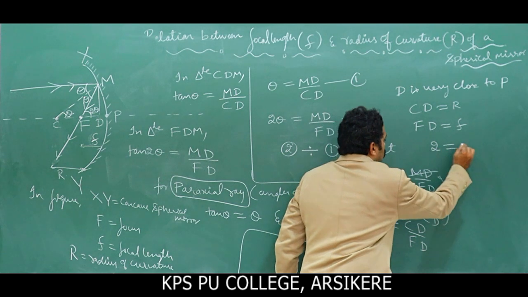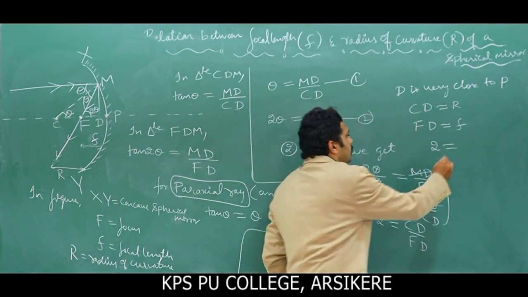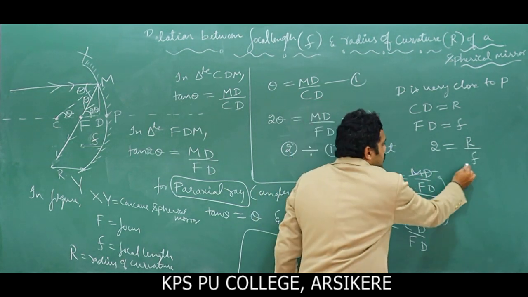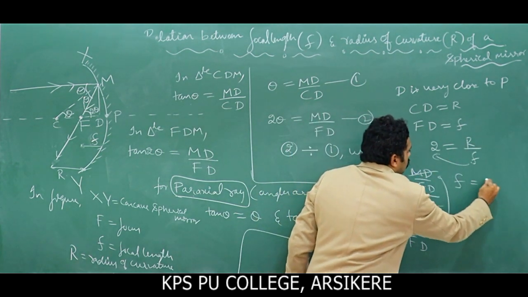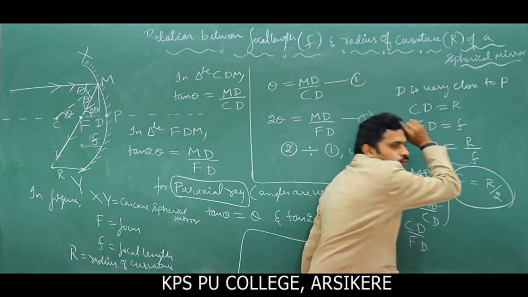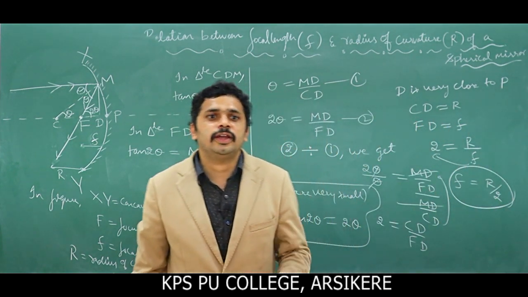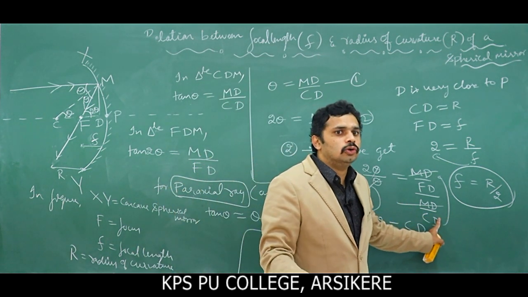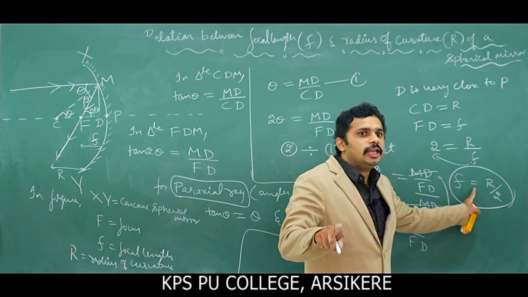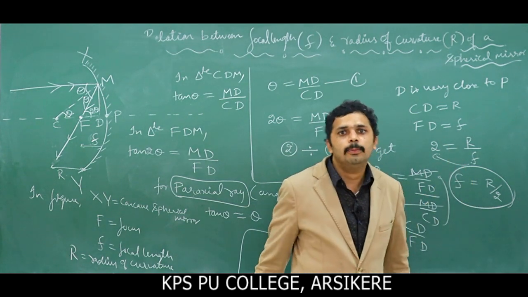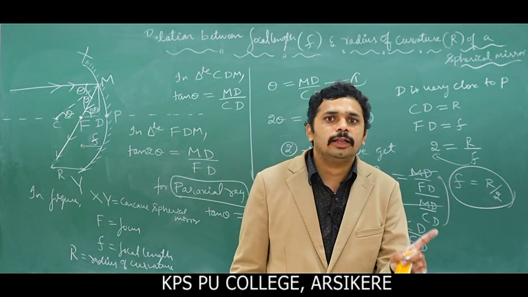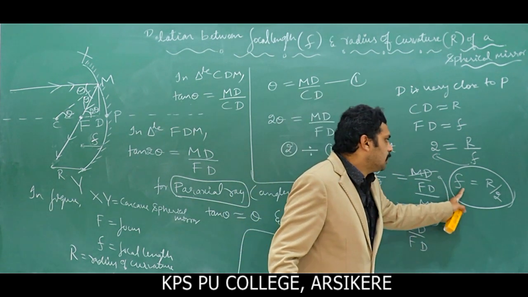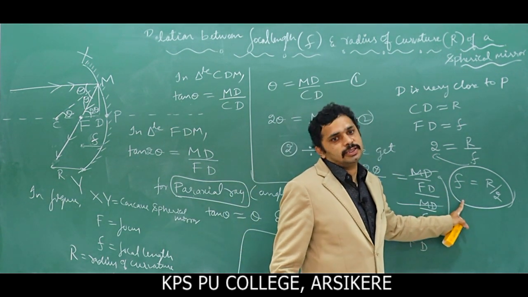Now I am using CD equal to R and FD equal to F. So 2 is equal to R by F. By rearranging the terms, F is equal to R by 2. We got the relation between F and R. Focal length is equal to half of the radius of curvature. This is a very important relation between focal length and radius of curvature. This formula is applicable for spherical mirrors.